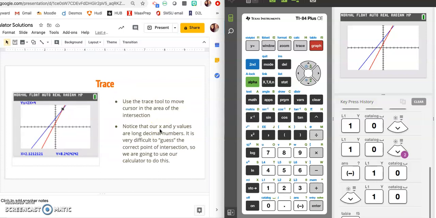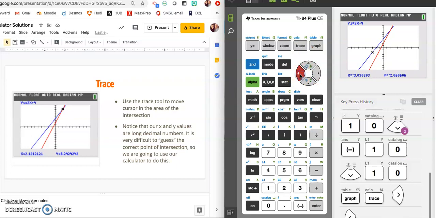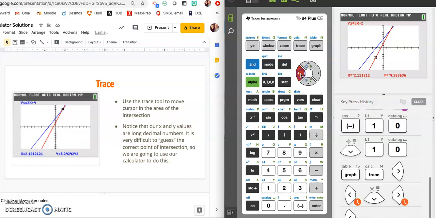The trace button is something that you guys probably use a lot. If you hit trace up here, you can go left and right on your arrows and it slides up and down that blue line. If you want to switch to the red line, you hit the up and down arrows. Now I can slide up and down that red line using my left and right arrows.